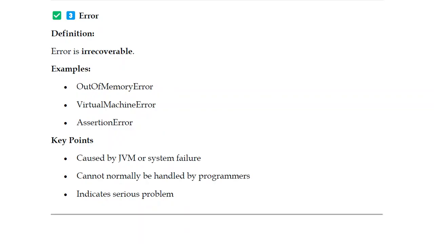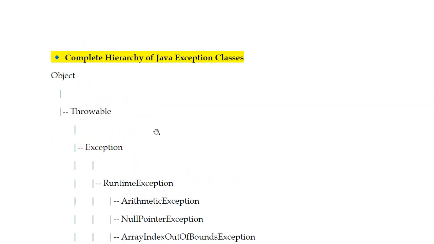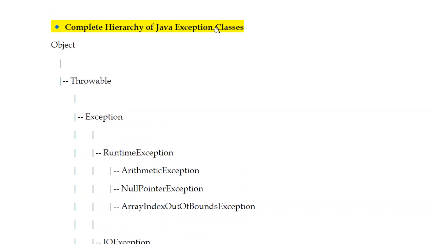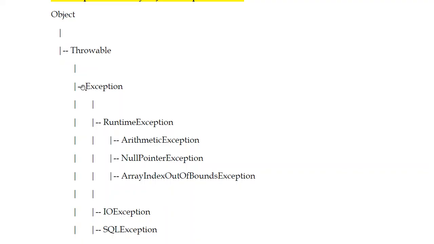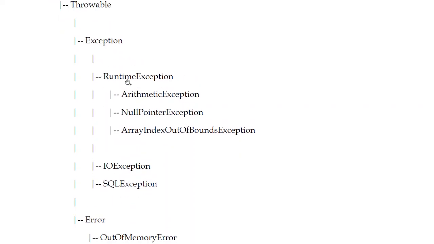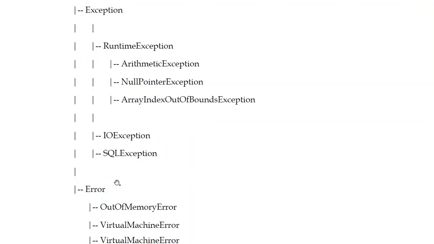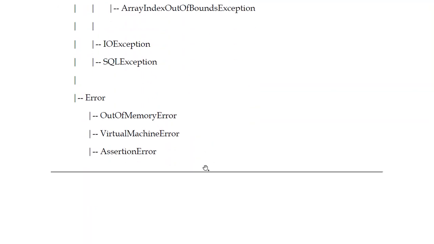Now just try to understand. It indicates a serious problem. This is the complete hierarchy of the Java exception classes. So Object is the root class. It is inherited by Throwable. Throwable is inherited by Exception and Error. Under Exception, RuntimeExceptions such as arithmetic, null pointer, and array index out of bounds will come here. The remaining ones are called checked exceptions. IO, SQL, and FileNotFoundException come under the checked exception category. Errors are a separate part.